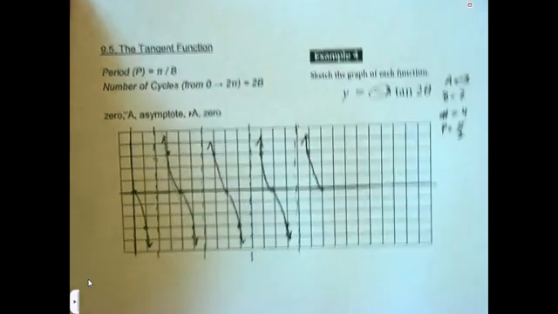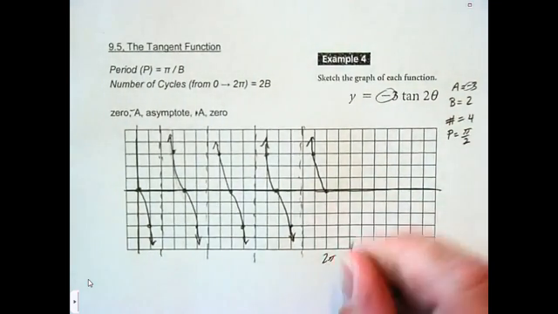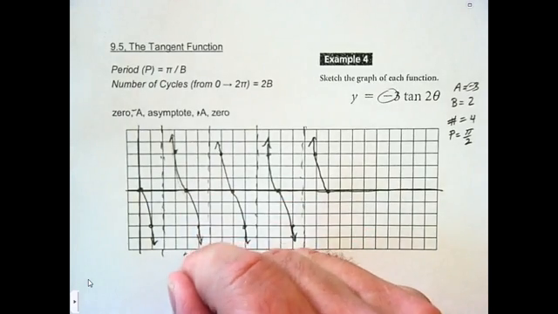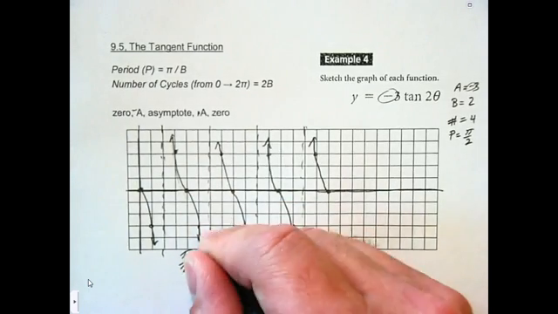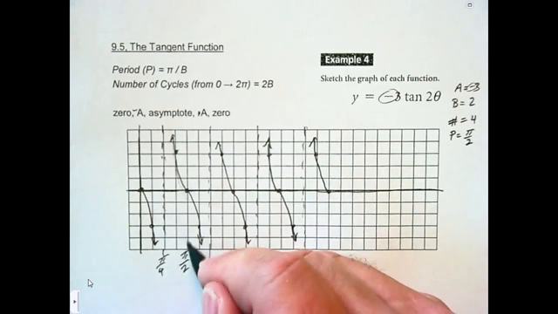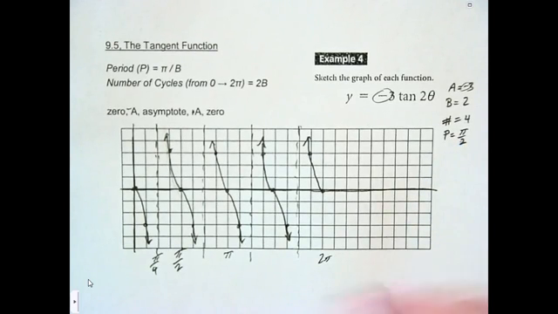All right. So this would be 2 pi. Half of that is pi. Half of that is pi over 2. And then half of that is pi over 4. So our first cycle ends right here at pi over 2, which is what it says it should. That's a good check there.